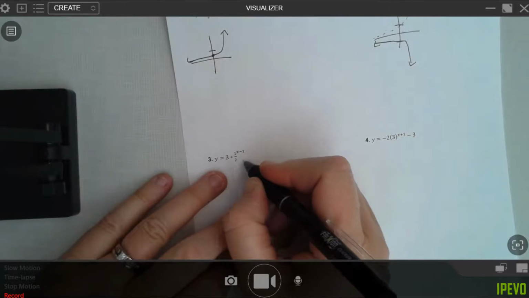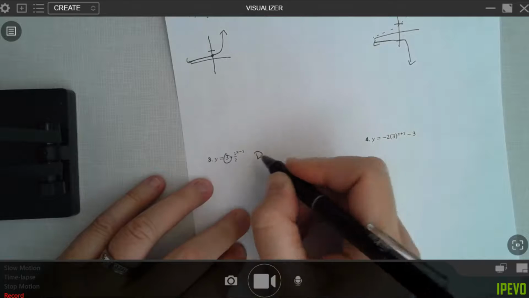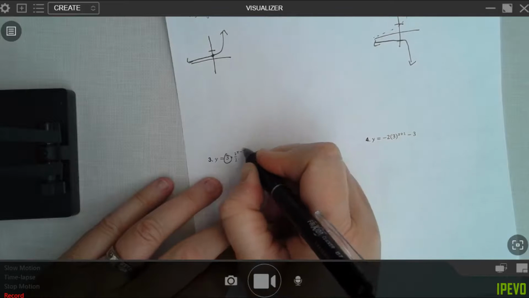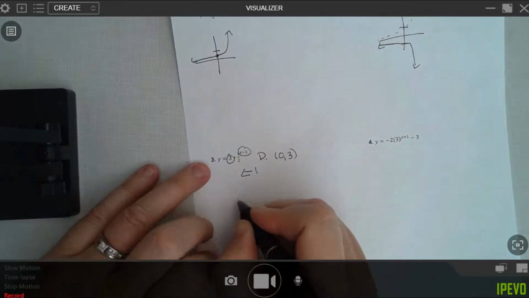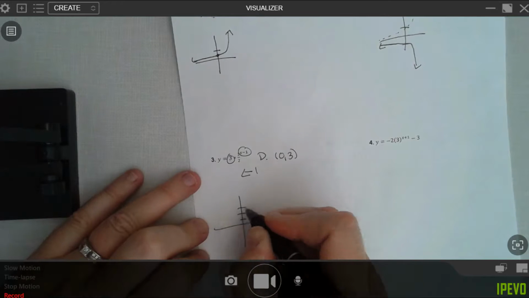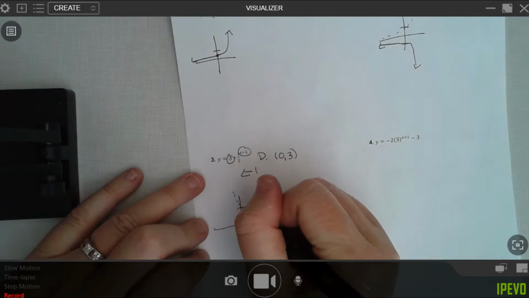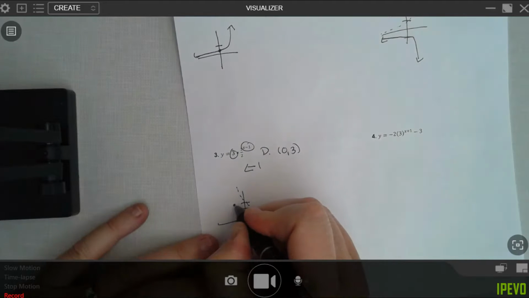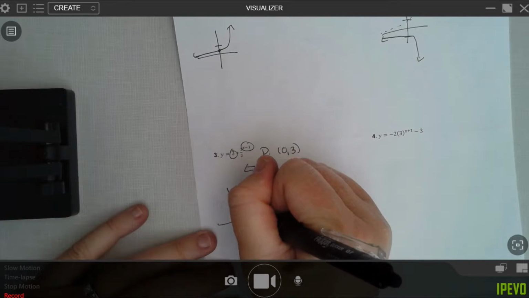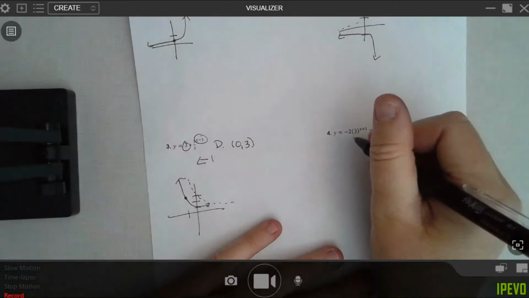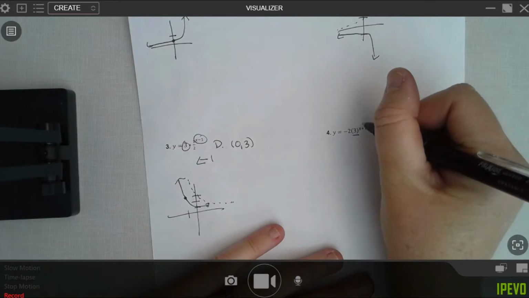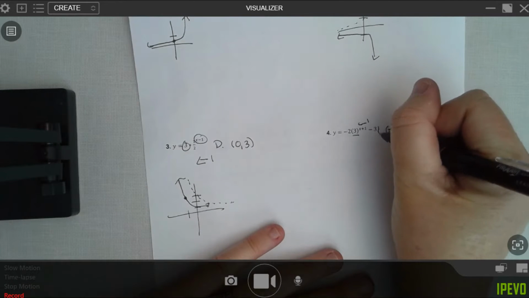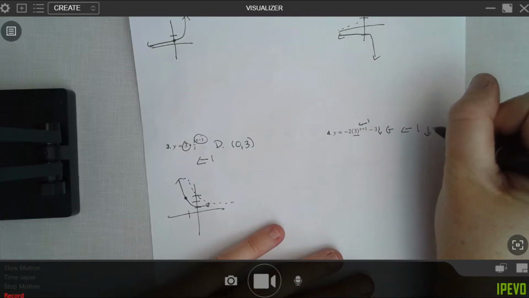The 1/2 here makes this a decay. The 3 is my initial y-intercept, and this tells me to go right 1. So originally my graph would have looked like this, and then I need to move it left 1. Right here, growth. This one moves it left 1. That 3 goes down 3. So we have left 1, down 3.